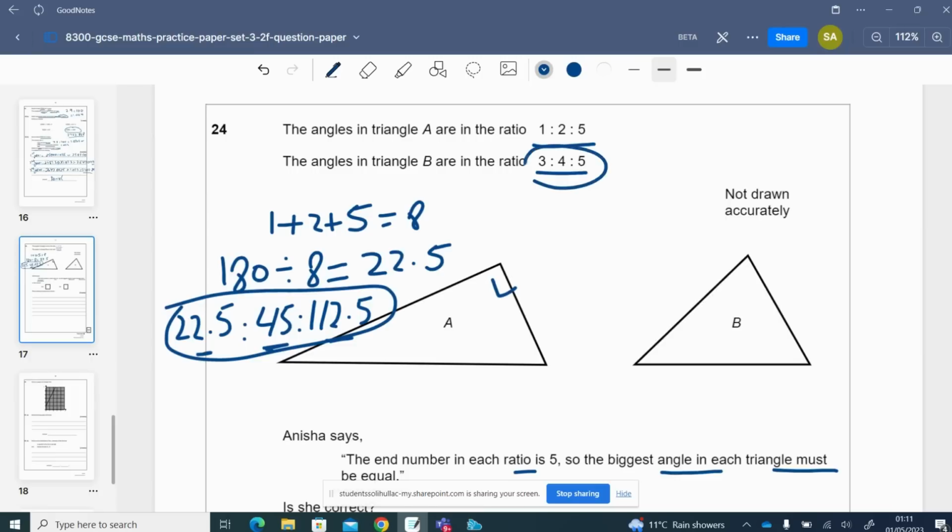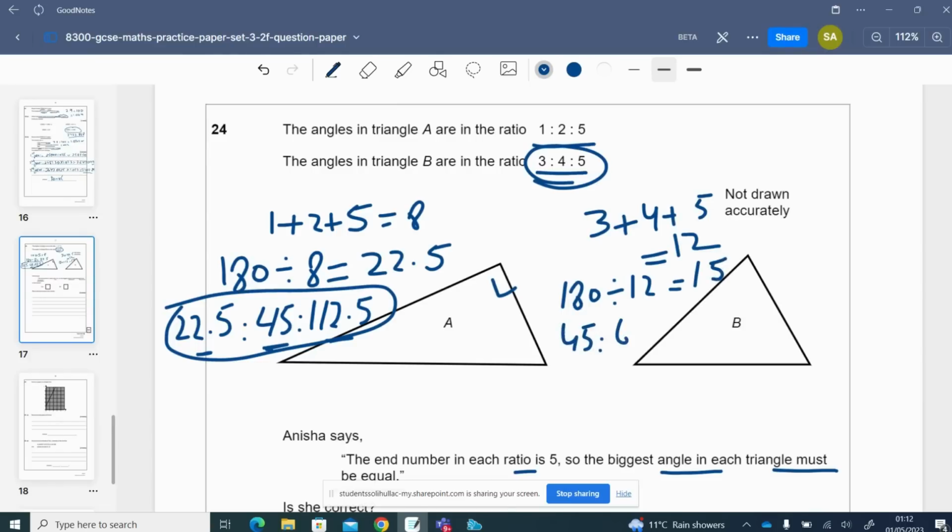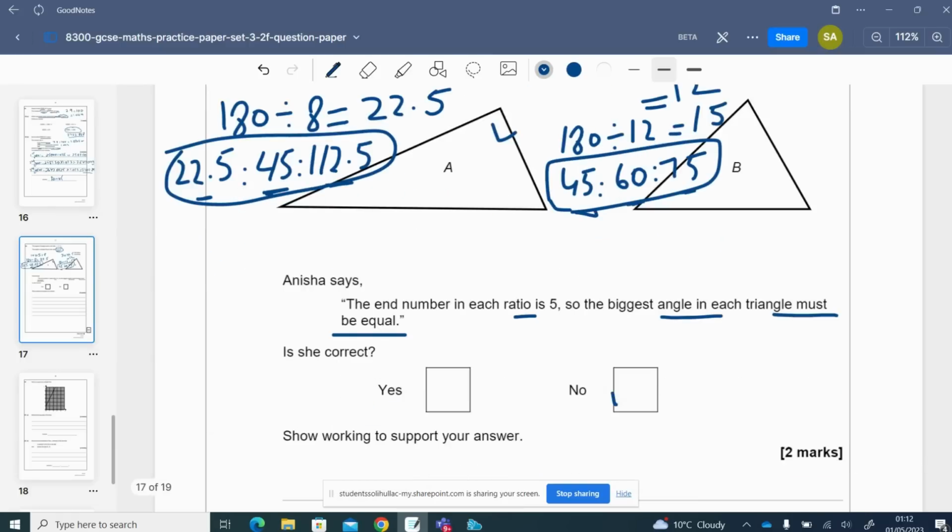Now we need to do the same thing for triangle B, where the ratio is 3 to 4 to 5. The first step is adding the ratios together. That gives you the total number of parts, which is 12. Divide 180 by 12, and that gives the value for one part, which is 15. Then 15 times 3 is 45, 15 times 4 is 60, and 15 times 5 is 75. That means one angle of triangle B is 45, one angle is 60, and one angle is 75. So Anisha is not correct.